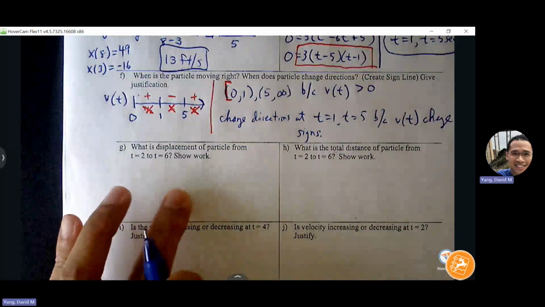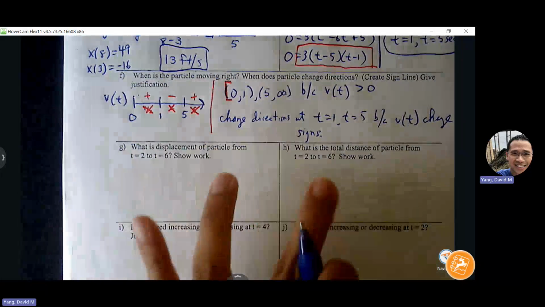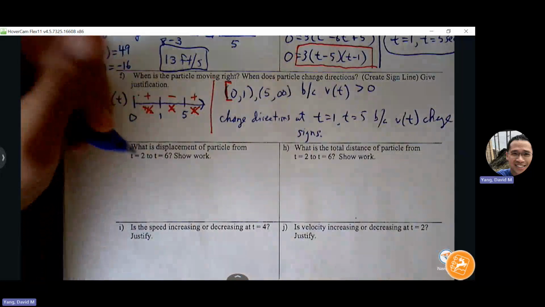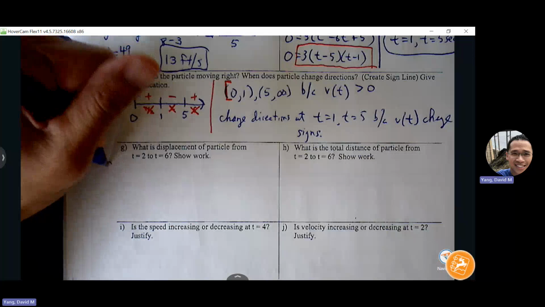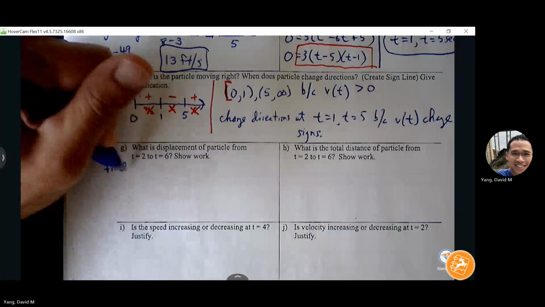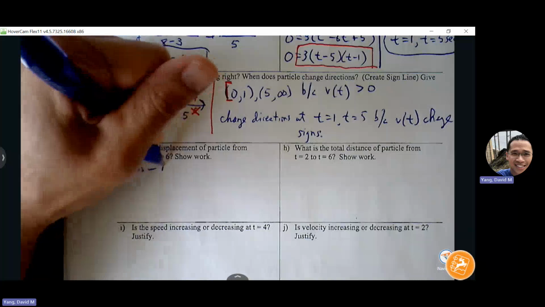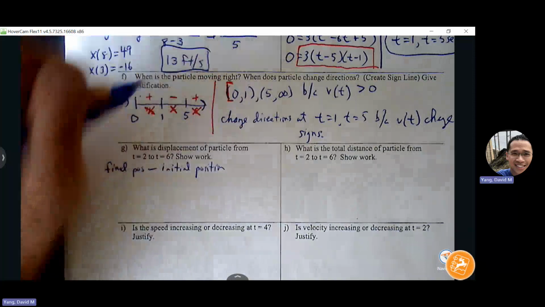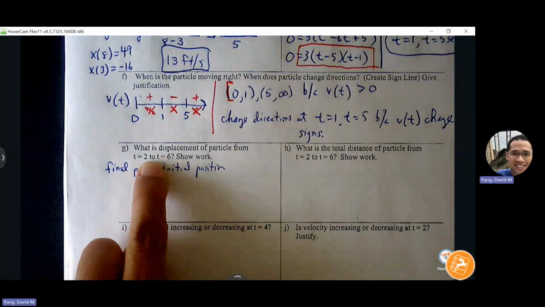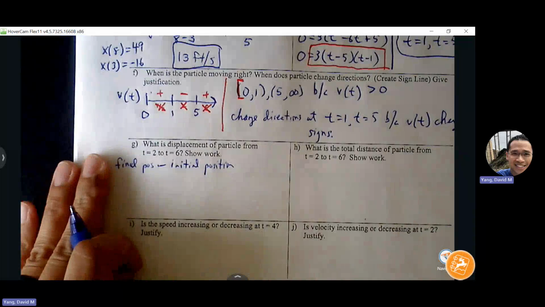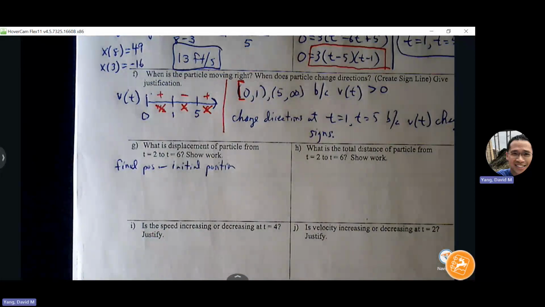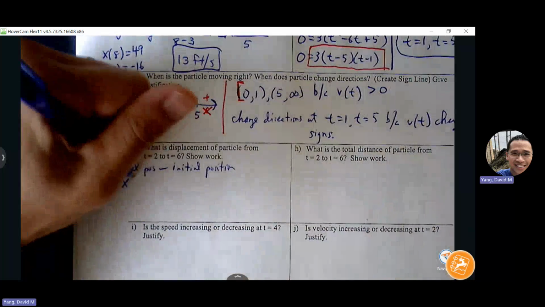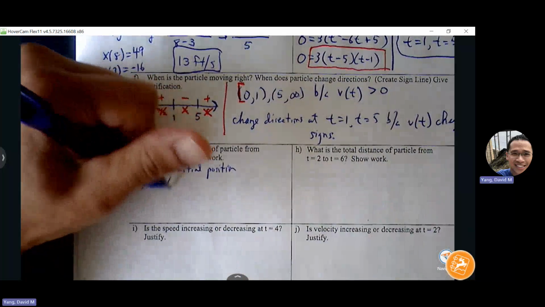Okay, these two I haven't talked about yet, so let's talk about what this is. Displacement. The way you find displacement is just your final position minus your initial position. What I mean by final position and initial position is wherever you end up and wherever you started, depending on whatever t-value they give you. So you don't play with velocity, because we just want to figure out how far you are from where you want to compare with. So it's simply x sub 6 minus x sub 2, and that's it.